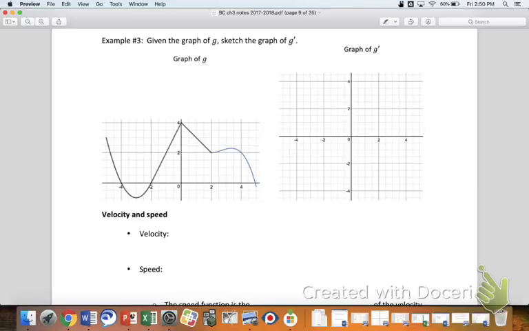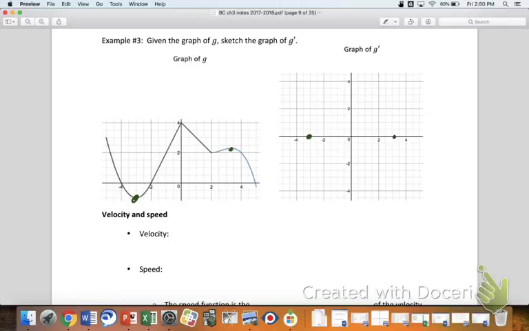I see G prime being 0 right there, and right about there, I guess, something like that. That makes sense to you guys? So that's where G has a horizontal tangent line, so it's where G prime is 0. So I'm going to say that's at like negative 3 and just slightly past 3, something like that. So I've got a couple of zeros there. It's really important that you put those zeros in there first because you know that the graph of G prime is going to have to go through those points, right?